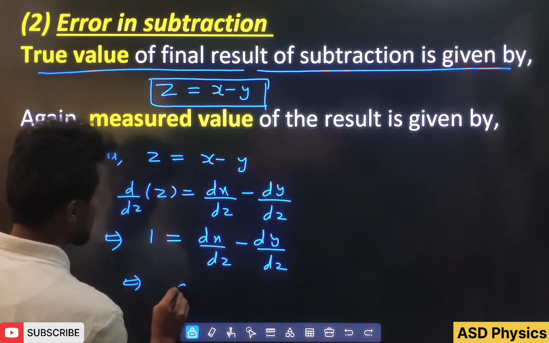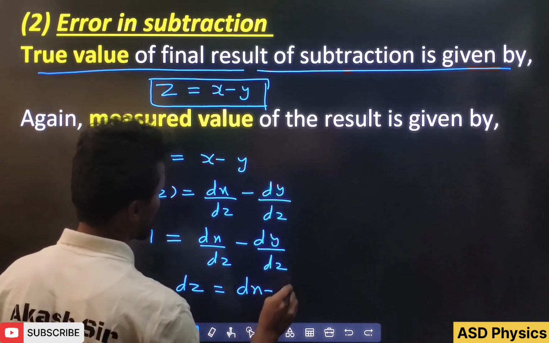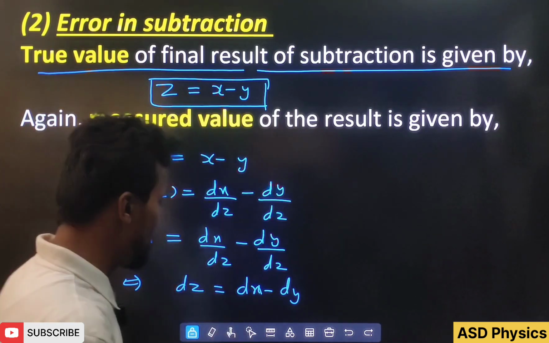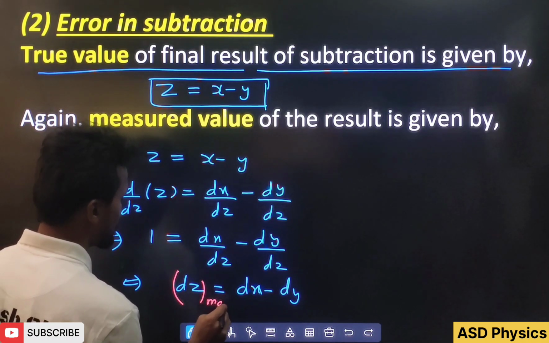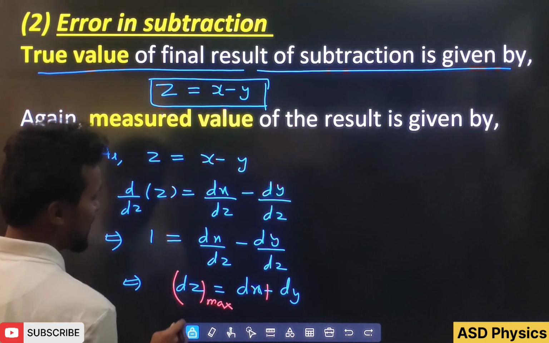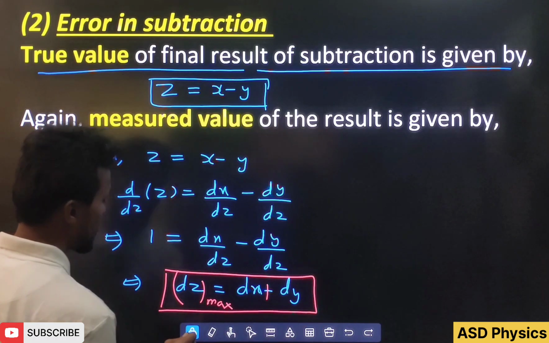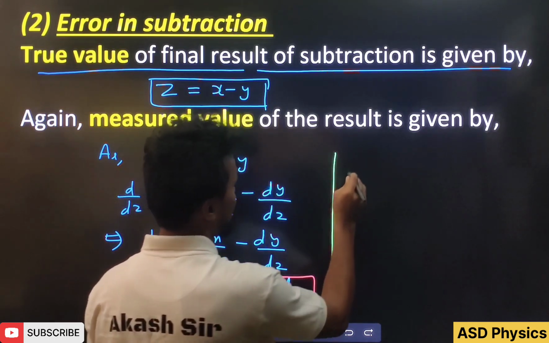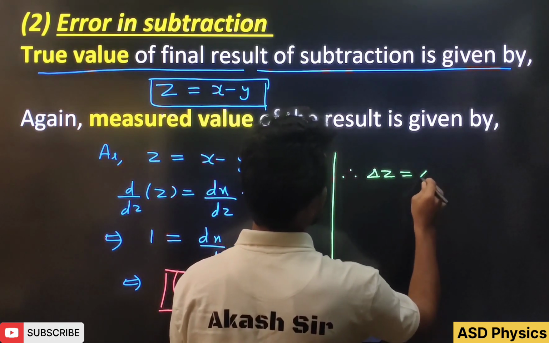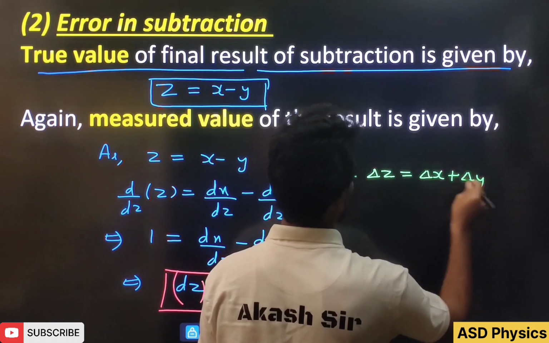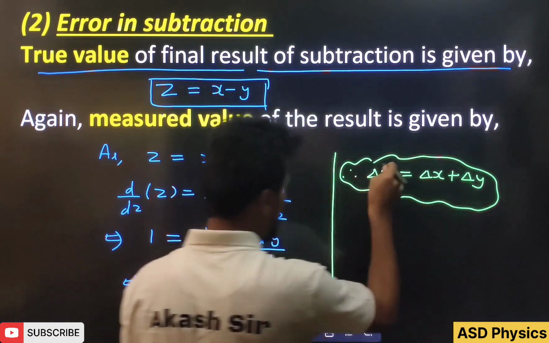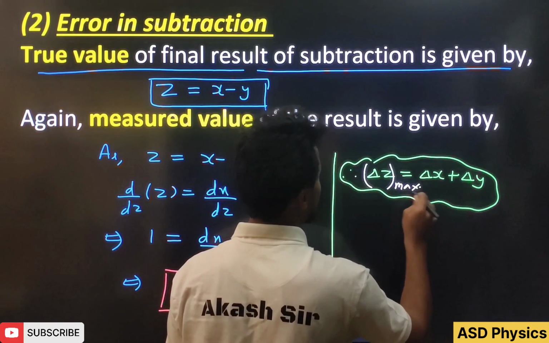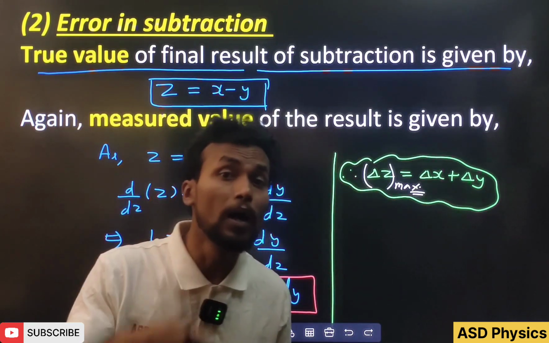So students, we can write here dz is equal to dx minus dy. But as I have told you, error should always be a maximum. We will always report the error as the maximum. So this dz max is given by this minus, and I will make it a plus. You have to remember that in case of error, if a minus is appearing at any place, we have to make it a plus. Hence we can write delta z is equal to delta x plus delta y. Remember that this delta z is always the maximum; we will always report the error as a maximum value.